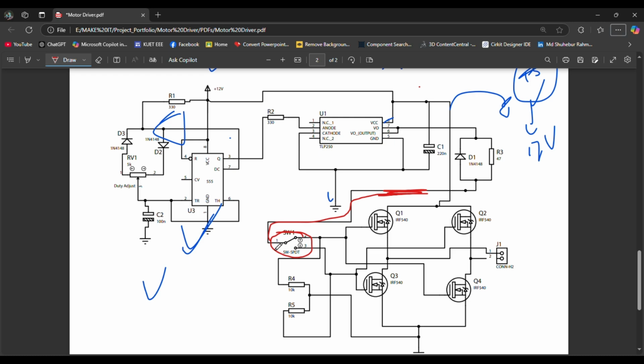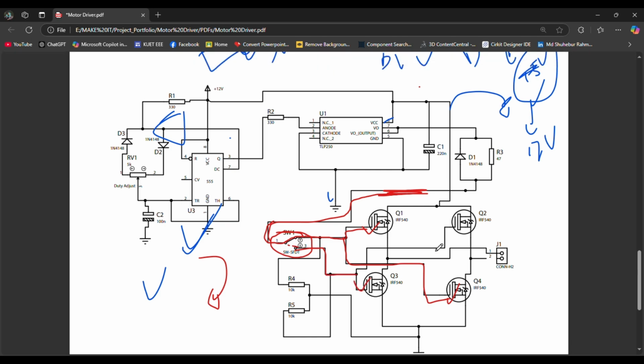If I make this connection, that means the signal is going through this way and operating this Q1 and this Q2. That means my motor is supposed to run in the clockwise direction. If I change the switch from this side to this side, that means the signal is going through this way and running this Q3 and Q2. Okay, so now the motor is rotating in the opposite direction. So you can change the direction of the motor by just sliding this SPDT switch.